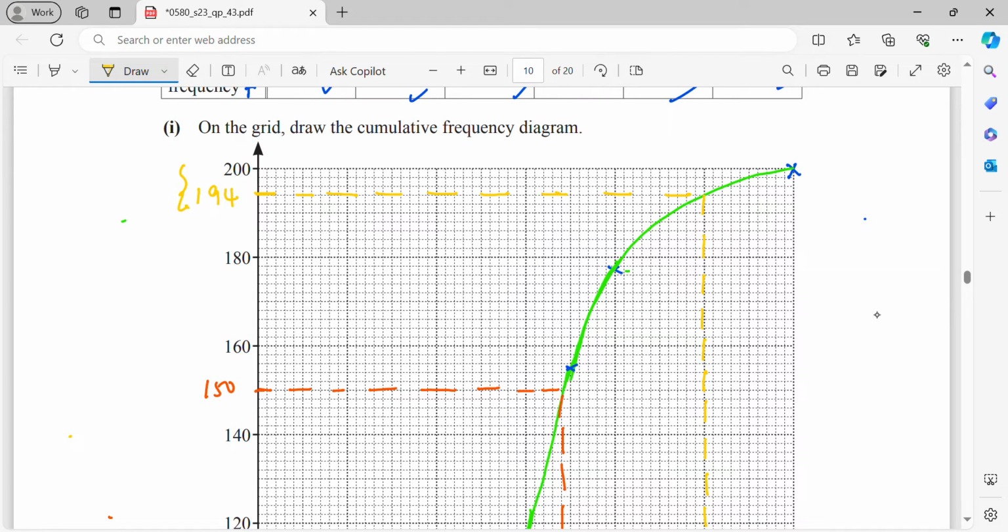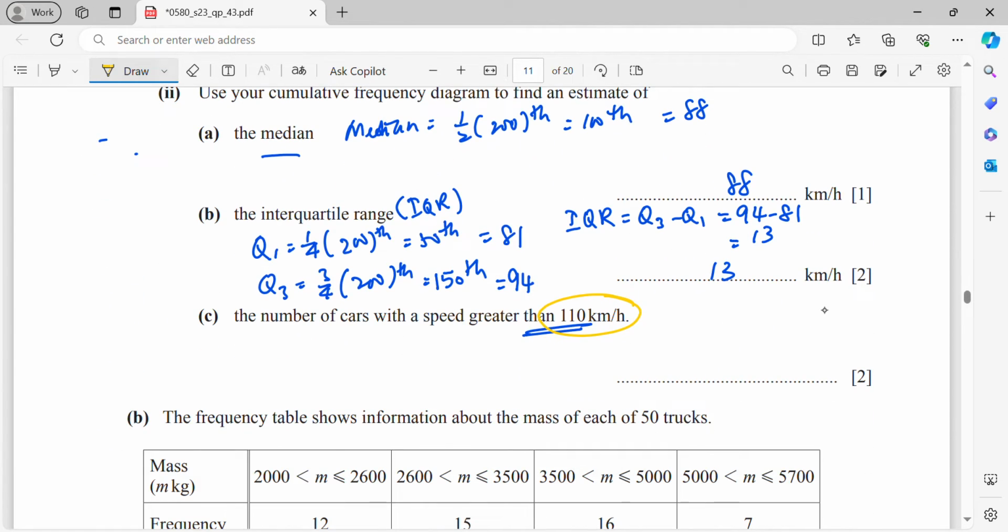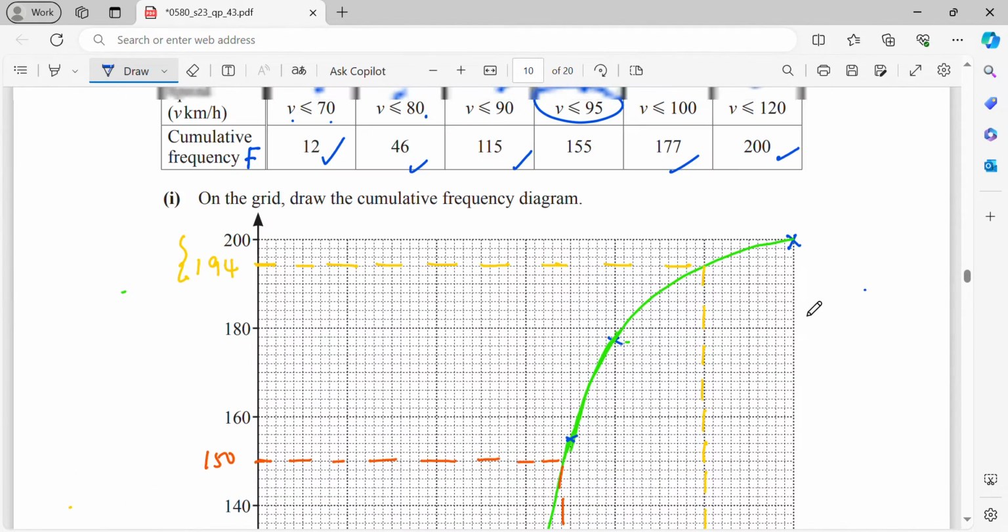So greater than means you minus. That means 200 minus 194. Okay, so it will be 200 minus 194. That is only 6. Okay, that is the solution.